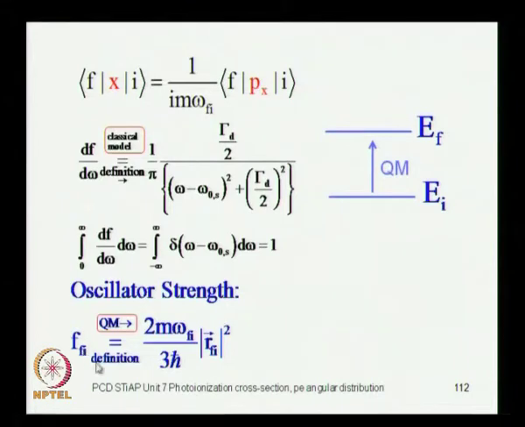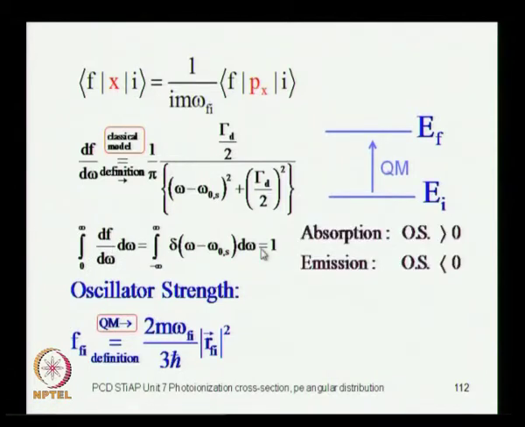Okay, so, this is the definition of the quantum mechanical oscillator strength, and in as much as the classical oscillator strength definition gave you an integral of the oscillator strength over all the frequencies to be equal to 1, in the quantum mechanical definition you have this omega which is the difference between EF and EI. So, this can be either positive or negative depending on whether you are talking about absorption or emission, right. So, the oscillator strength can be either greater than 0 or less than 0, which allows for whether you are talking about absorption or emission.